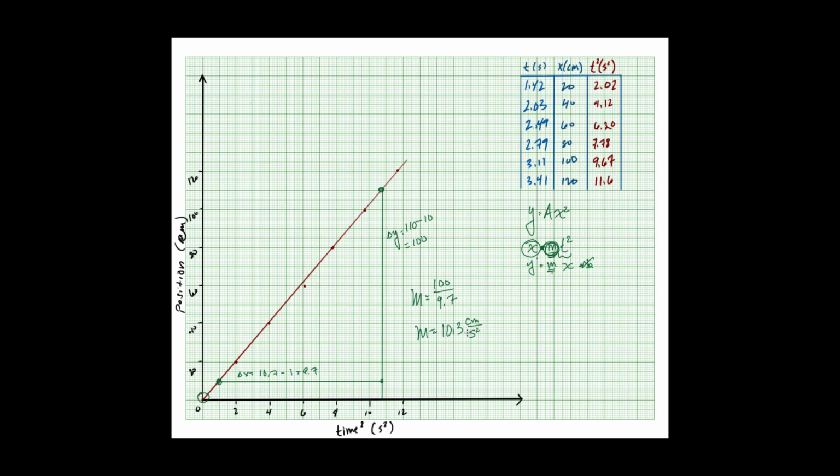Now depending on when you're watching this video, you might have learned in class that when you graph data this way, especially for something that's accelerating, the slope of this graph ends up being equal to 1/2 of the acceleration. So if I rewrite this, I can say then the acceleration equals 2 times the slope of this graph, or 2 times 10.3, or from this graph I can tell that the acceleration of my ball rolling down the hill is going to be 20.6 centimeters per second squared.